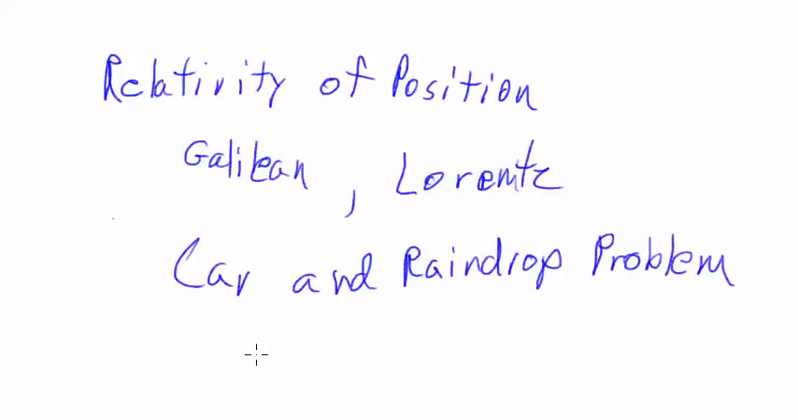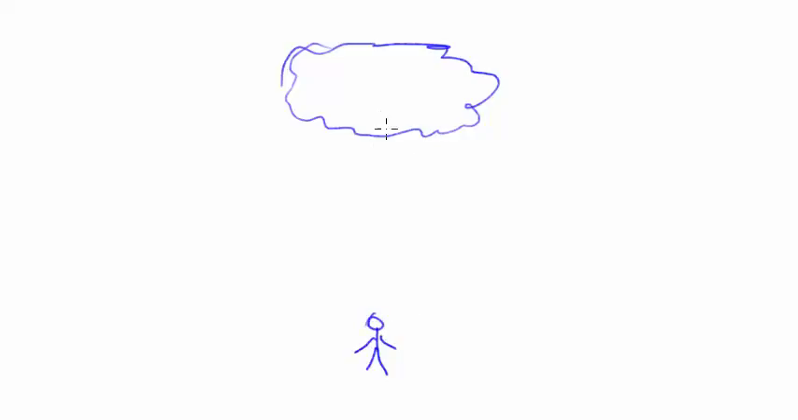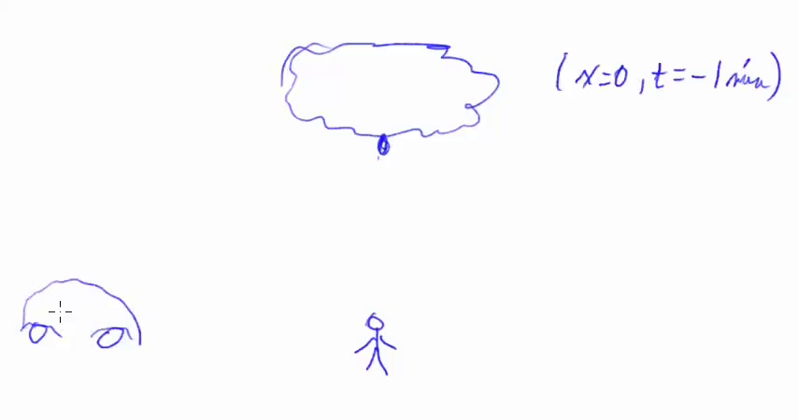And I want to focus on that because there's something I call the car and raindrop problem. And the question is, I have a rain cloud and a person standing under the rain cloud, and he sees a raindrop come down, or a raindrop form. Let's say he's got telescopic vision. He sees that raindrop form at x equals 0, t equals 1 minute ago. And a car is coming by. Doesn't matter what the car's current velocity is minus 1 minute.